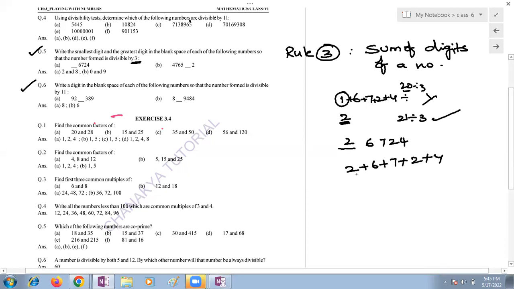What is the sum of the digits? 2 plus 6 is 8. 8 plus 7 is 15. 15 and it will be 20, ma'am. 8 plus 7.